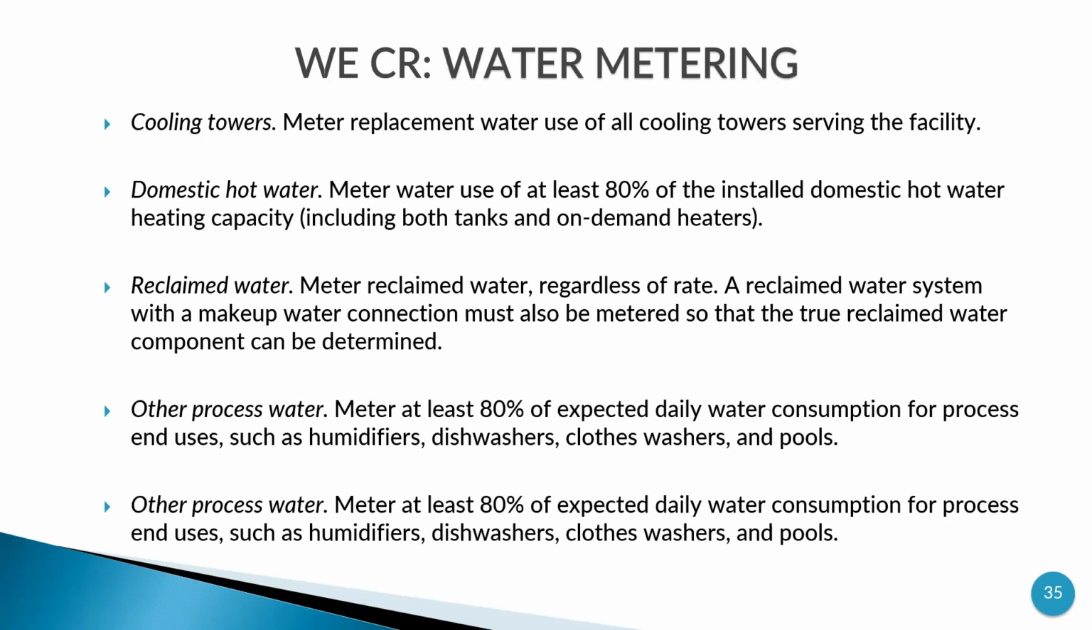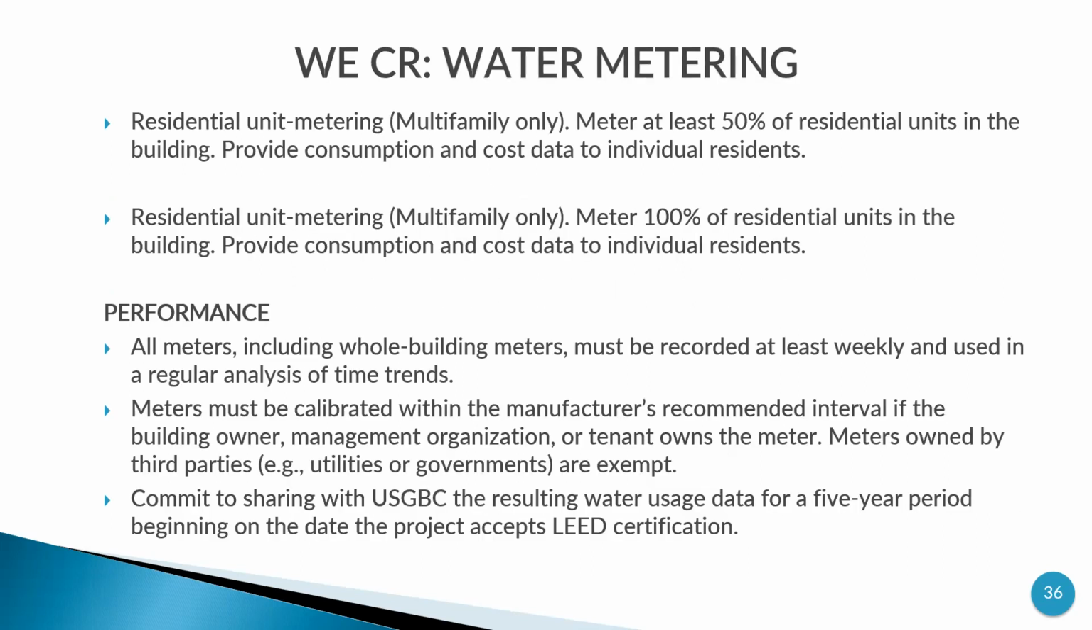Then the last one. Residential unit metering, this is for multi-family only. Meter at least 50% of the residential units in the building, provide consumption and cost data to individual residents. But now here we can see we have 100%. Every unit has got its own separate metering. Residential unit metering: meter 100% of the residential units in the building, provide consumption and cost data to individual residents. You have two options here.